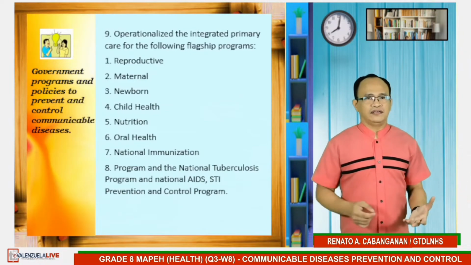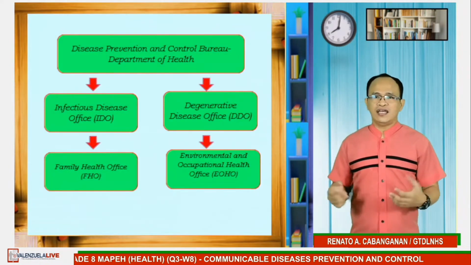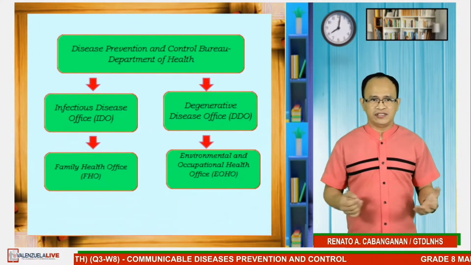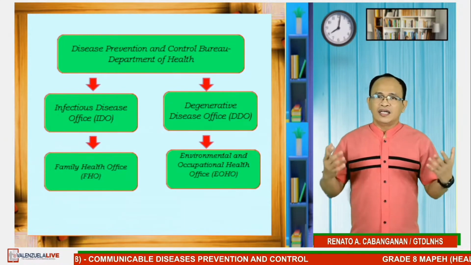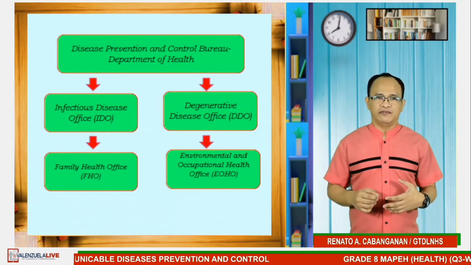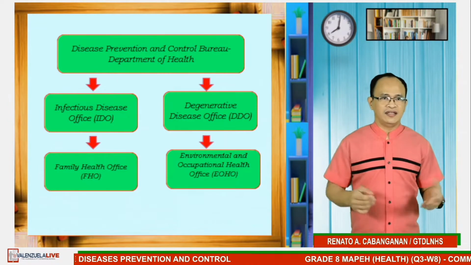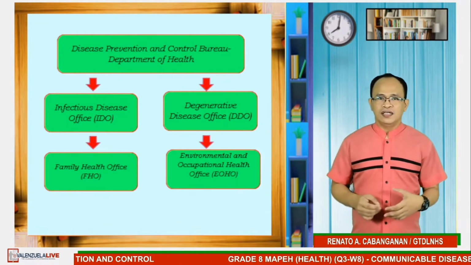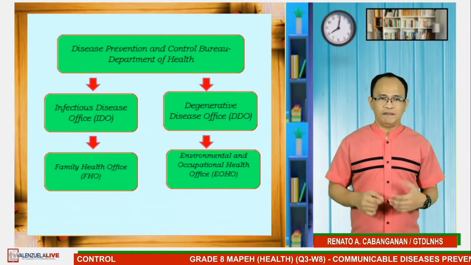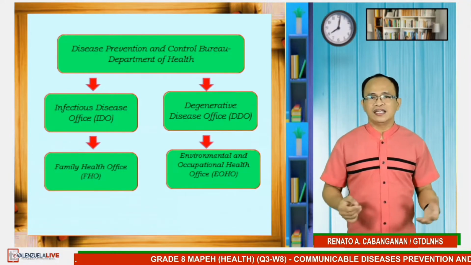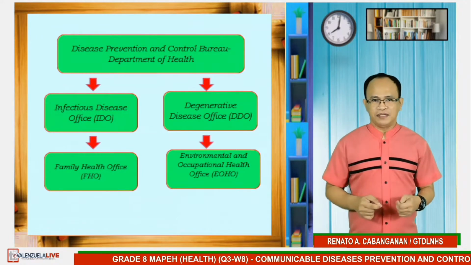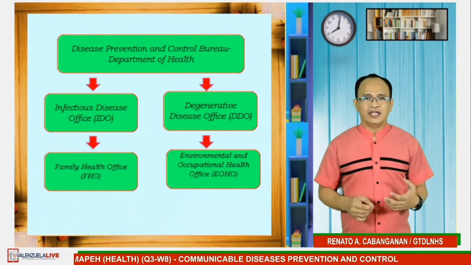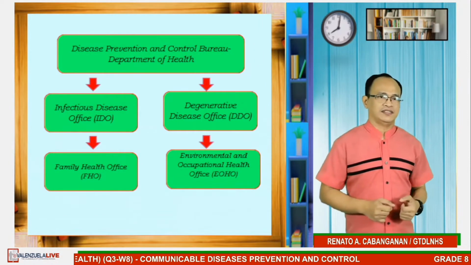The next topic to discuss is agencies responsible for communicable disease prevention and control. Disease Prevention and Control Bureau of the Department of Health: A. Infectious Disease Office. B. Degenerative Disease Office. C. Family Health Office. D. Environmental and Occupational Health Office.